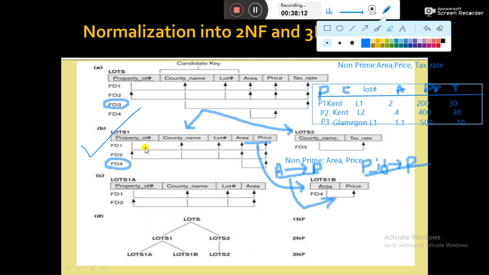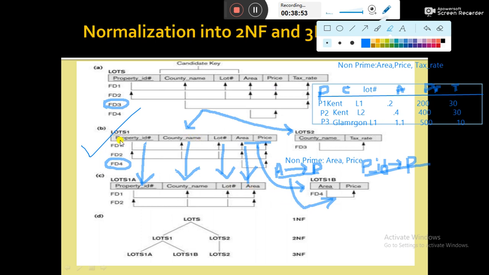Property ID will be there, county name will be there, lot number will be there, and this is very important, area. We have already moved area and price into a separate relation, but still in the base relation we have to retain area, because area is the primary key in the new relation. So area should be there in the base relation as a foreign key, so that we can establish a link. The same is applicable for the previous relation also, where we moved county name and tax rate. So in the base relation, county name should be retained as a foreign key.